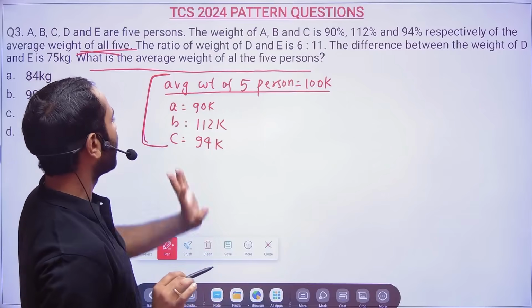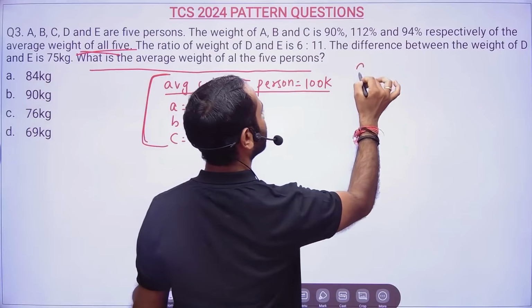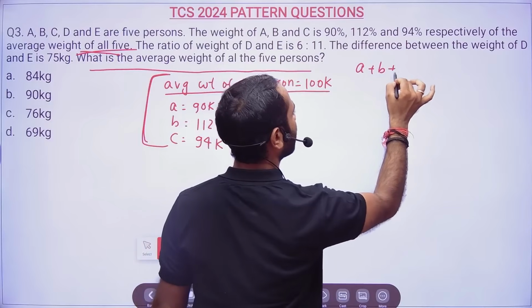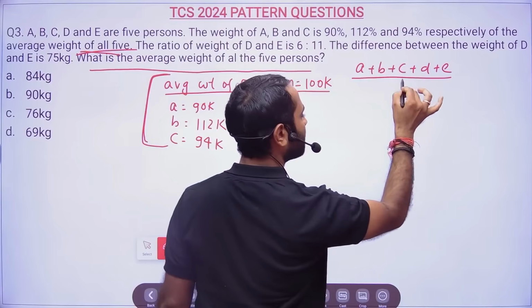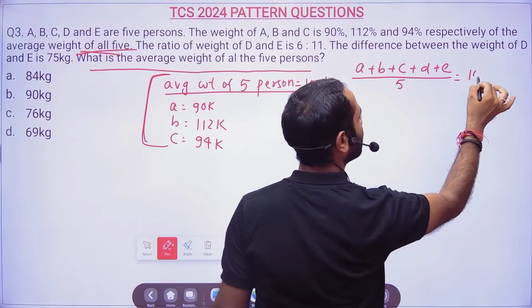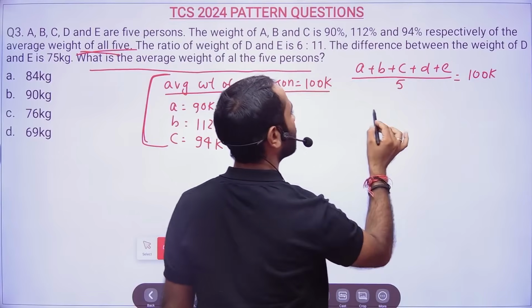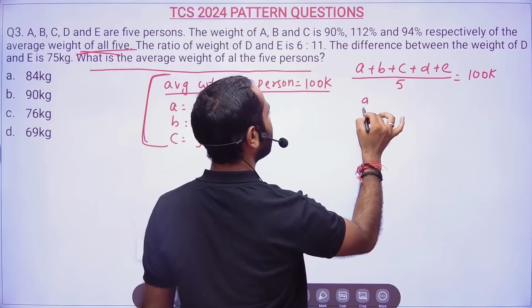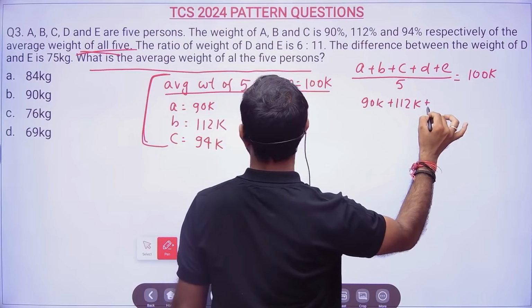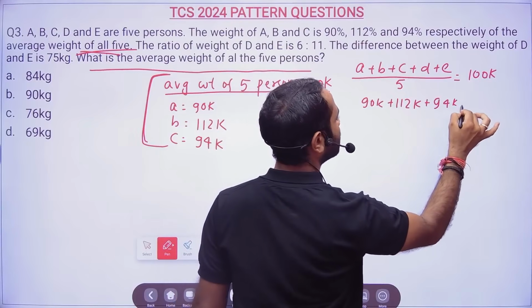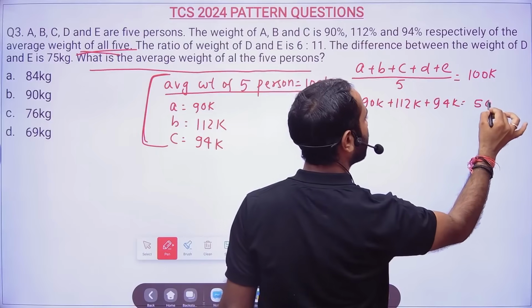Now, friends, what they are telling, the average weight of 5%, that means A plus B plus C plus D plus E. Average will be sum divided by number, which we have assumed as 100k, right? Okay. So A is what? Sir, A is 90k, B is what? 112k, and C is what? 94k. Is equal to 100 into 5 is 500k.